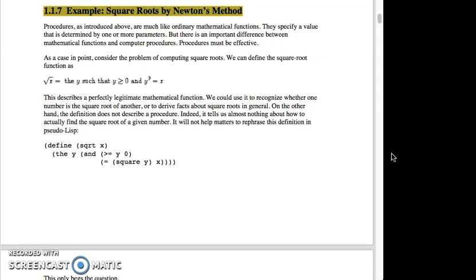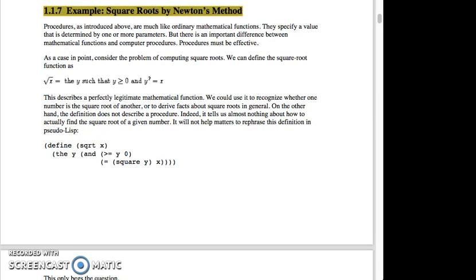We can define the square root function as: the square root of x is the y such that y is greater than or equal to 0 and y squared equals x. This describes a perfectly legitimate mathematical function, and we could use it to recognize whether one number is the square root of another, or to derive facts about square roots in general.